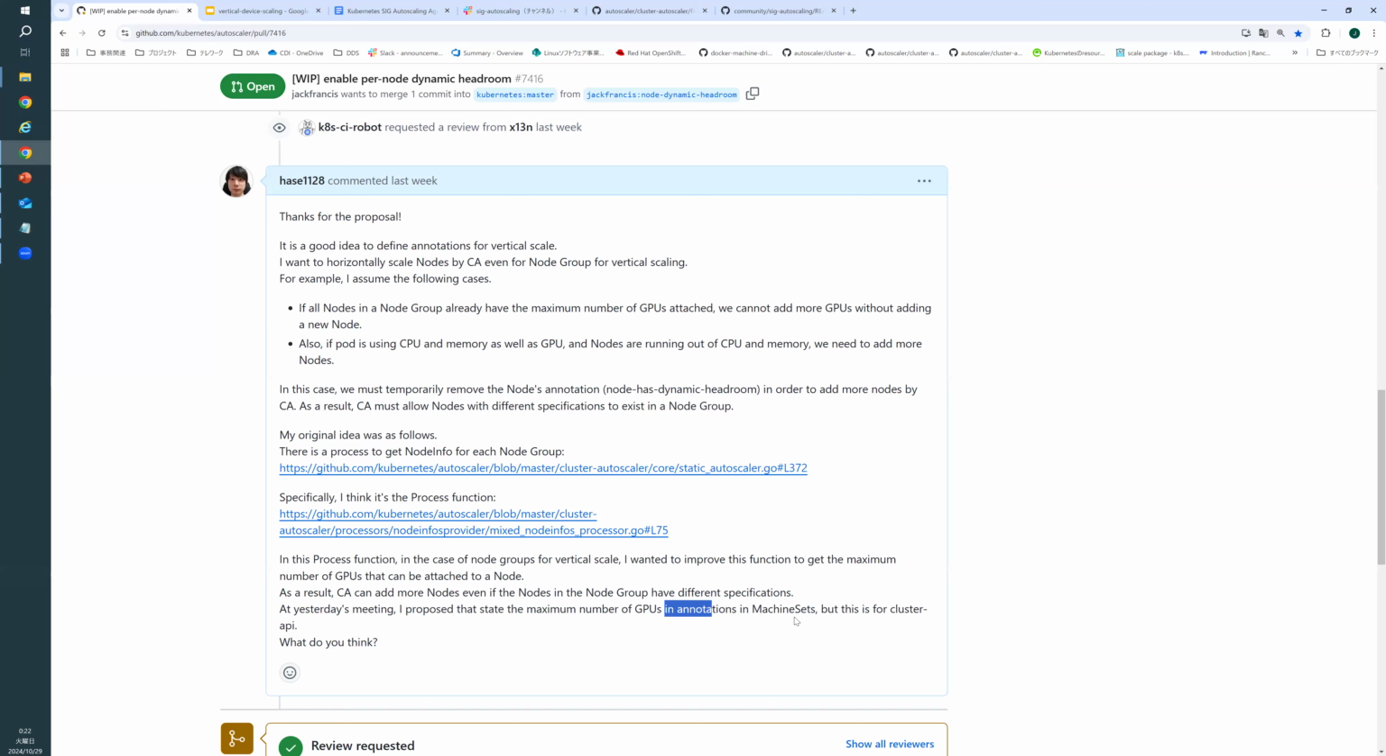And in the last meeting, I proposed to state the maximum number of GPUs in an annotation in the machine set. But this is for Cluster API. So I would like to consult whether this idea is acceptable or not. I would like to hear your comments and opinions. Yeah, that's it from me.